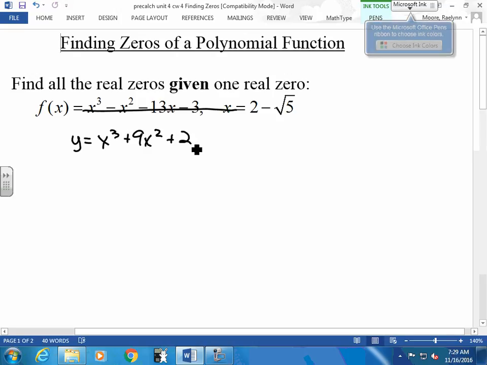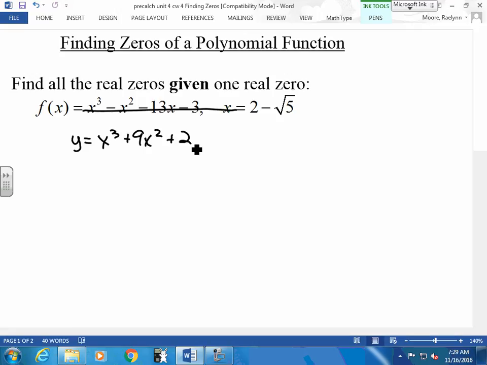Now we need to factor this and get all our zeros. We put y equals 0 and we factor. Can we factor this? Can you take out an x, factor out an x? Can we group this? No. So we need a little start. So we're going to put this in your calculator. We're going to sketch your graph. And we're going to see if we can find a 0.